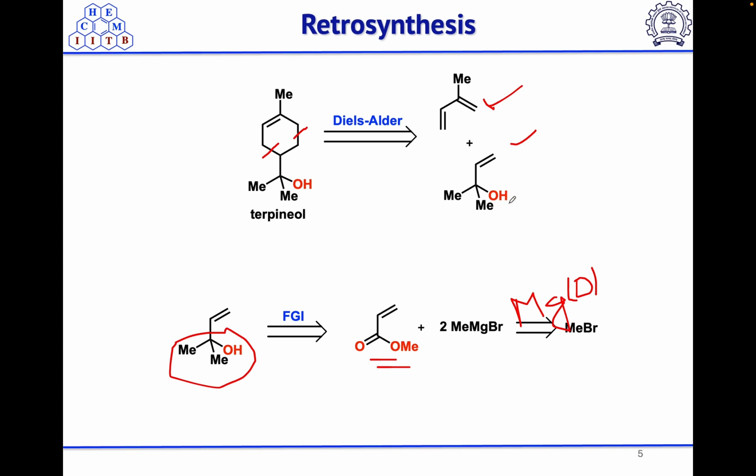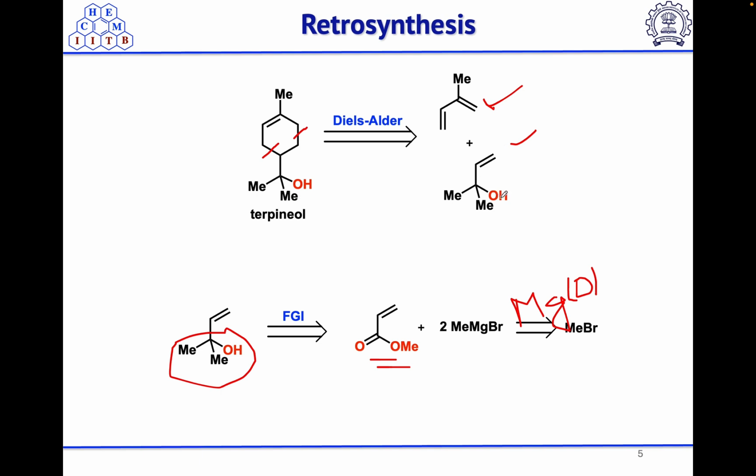Now if you see this retrosynthesis, in forward synthesis there will be one problem. What is that problem? The problem is in this Diels-Alder reaction. The diene is okay, but what about the dienophile? The dienophile should be electron deficient, electronically poor. This dienophile now does not have any electron withdrawing group, so this Diels-Alder reaction is not that efficient.